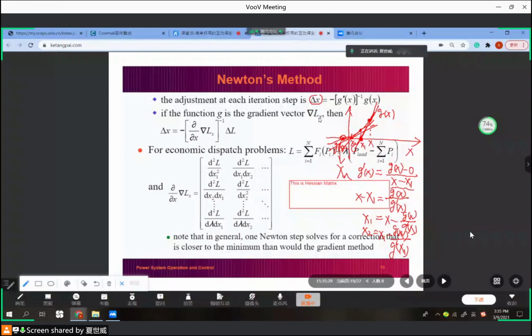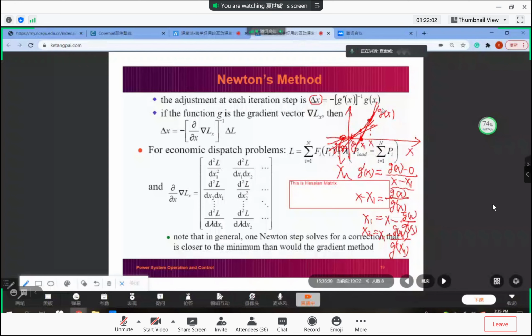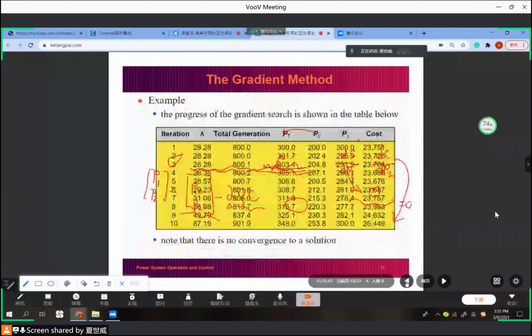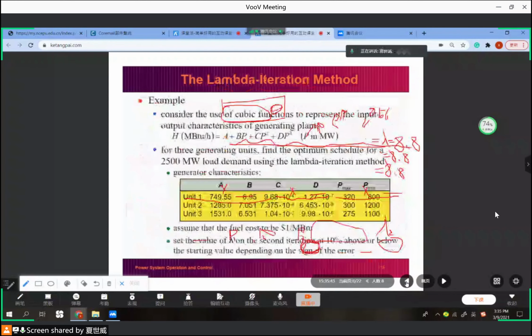So based on this, we know that if you calculate the root of g(x) equals 0, you can use this to update. Now, for our economic dispatch, what's the optimal solution for this? We know the first order derivative.